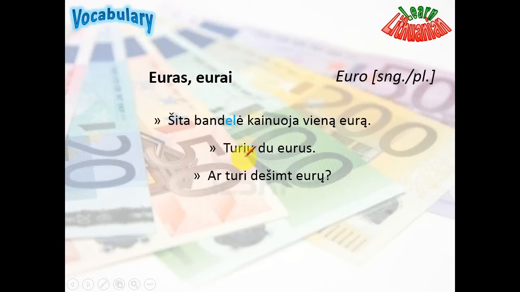I have, turiu, 2 euros. Turiu 2 eurus. Or you can hear this word also pronounced like euros. Turiu 2 euros. You can hear people say this version, but turiu 2 eurus is also a possible pronunciation. Do you have, ar turi, 10 euros? 10 eurų. Ar turi 10 eurų?